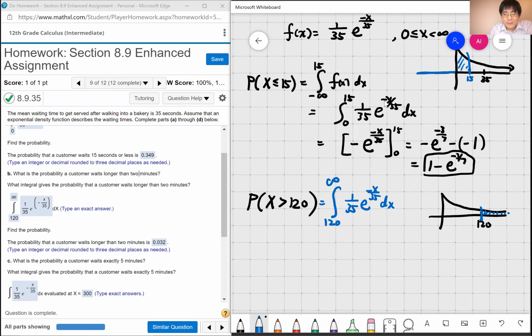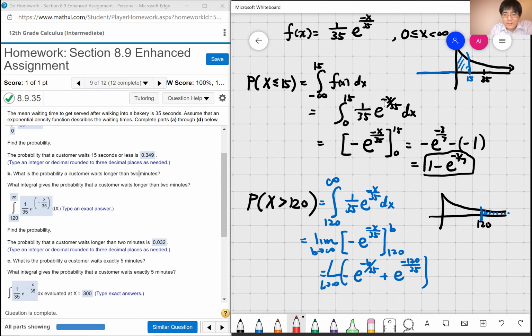Now, we have to use b, but the integration is the same. After the integral, you get this antiderivative, and you plug in b and 120. And as you may guess, as b goes to infinity, it's going to disappear anyway. As b goes to infinity, this part becomes e to the negative infinity, which is basically 0. So the answer will be just e to this part, which is e to the negative 24/7. Okay, so that's the probability the customer has to wait for more than 2 minutes.